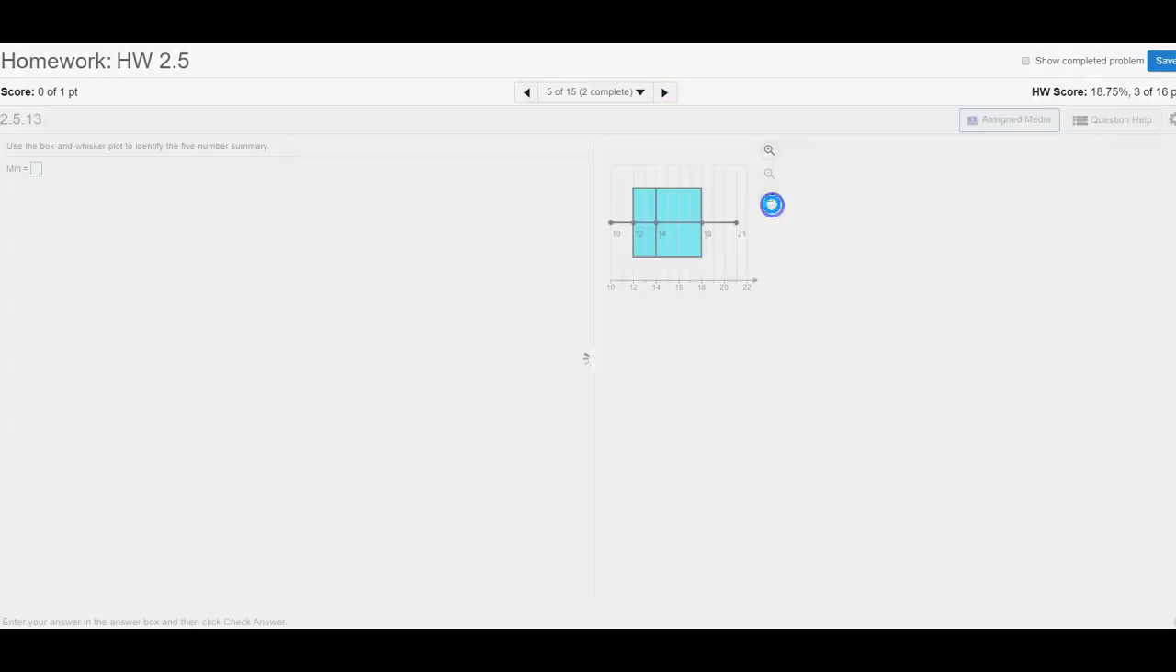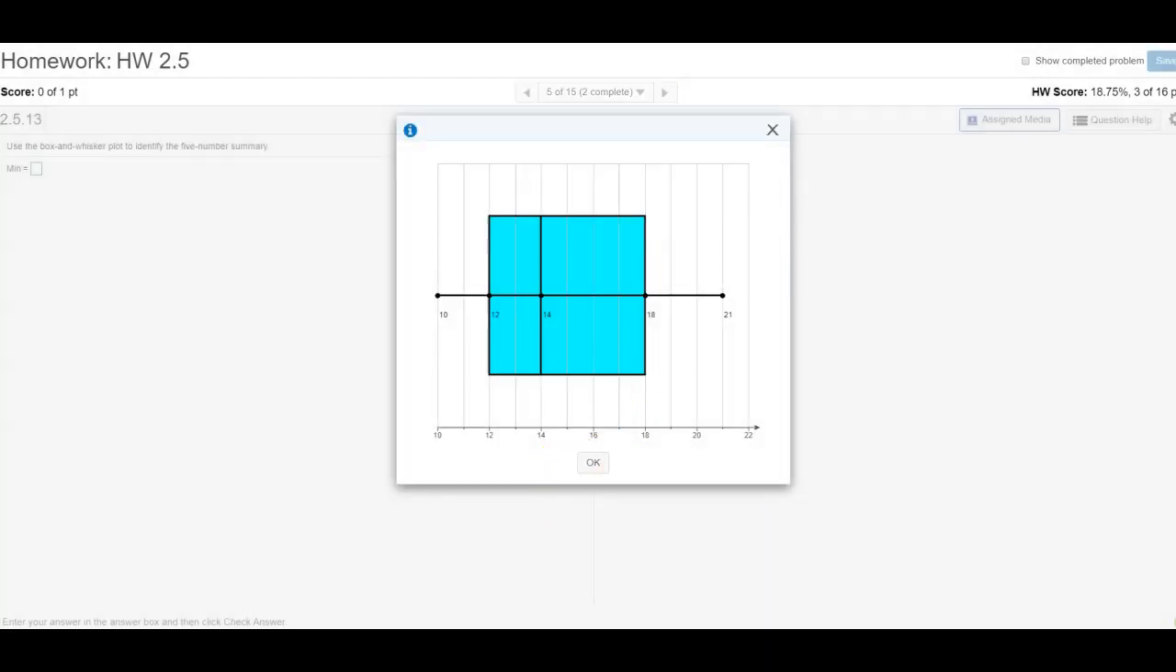From this graph, you should be able to find all the values here. This is your minimum value. Remember, the first one is your minimum. This is your Q1. This is your Q2. This is your Q3, and this is your maximum. Q1, Q2, Q3, your max or the upper limit, and the minimum value. All right, you should be able to go ahead and fill that out.